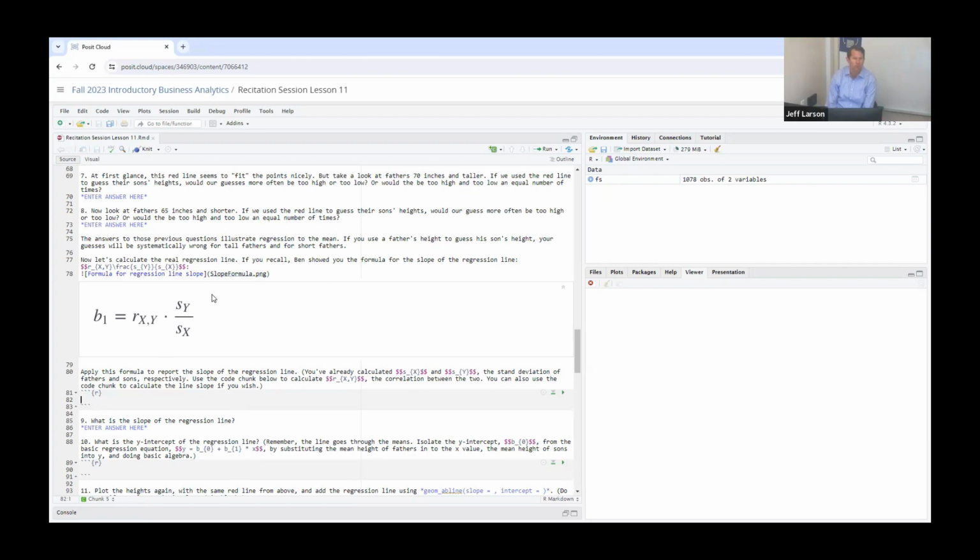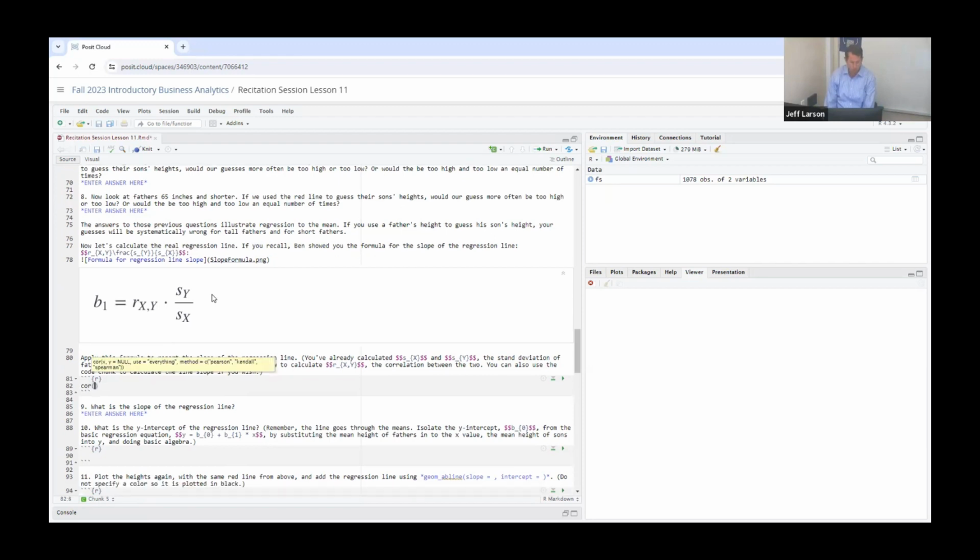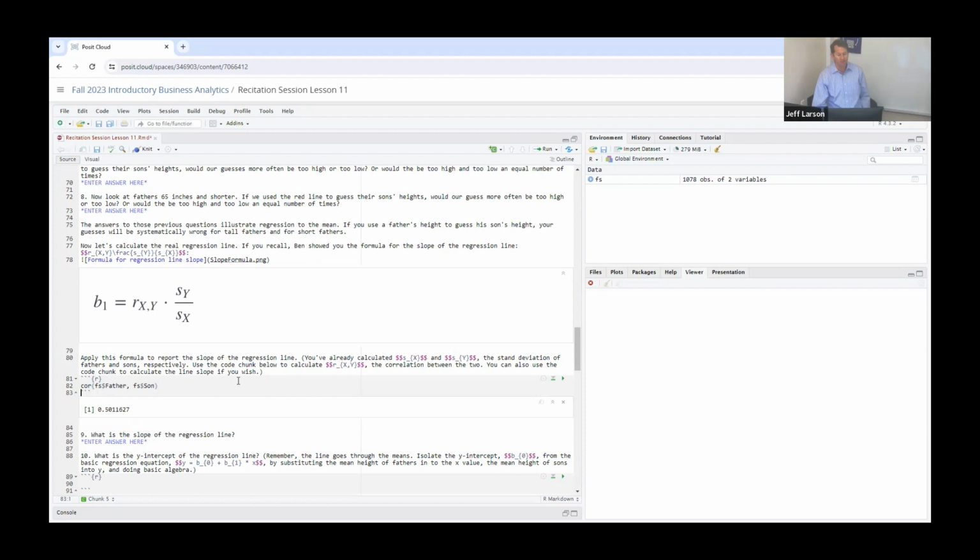How do we calculate correlation? Have we done it before? It's just cor. Okay, so we know the correlation of the fathers and sons' heights. So we just put in FS$father and FS$son. I'm just going to execute that so we see. Okay, the correlation is 0.501.